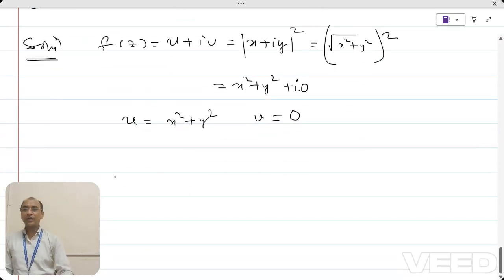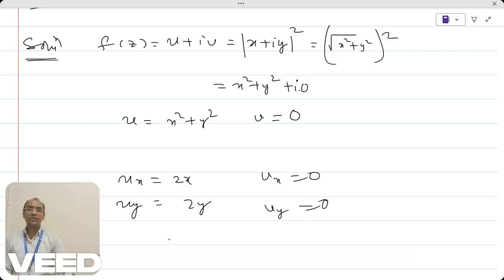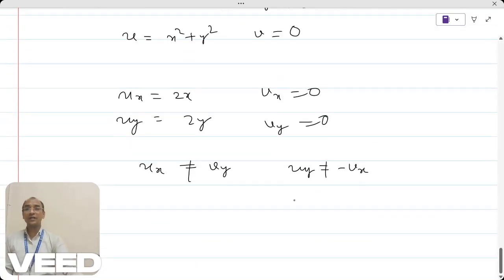And so we can have ux equal to 2x, uy equal to 2y, and vx equal to 0, vy equal to 0. So we can see that ux is not equal to vy, and uy is not equal to minus vx. So therefore it is not analytic.